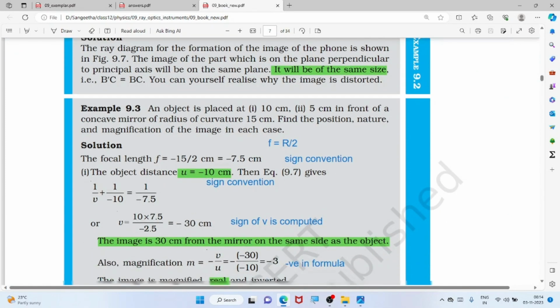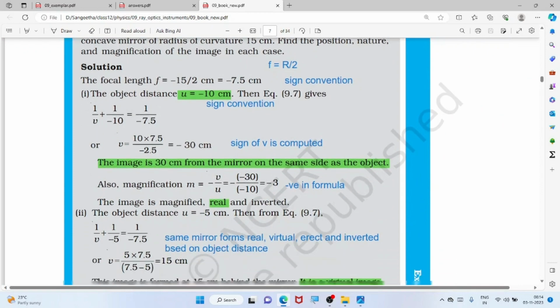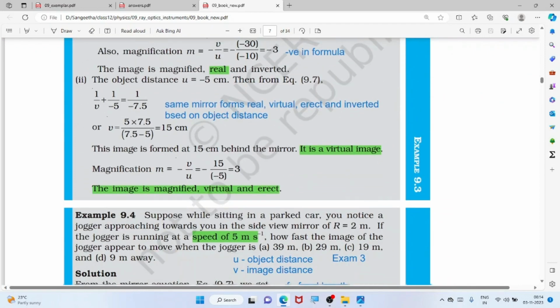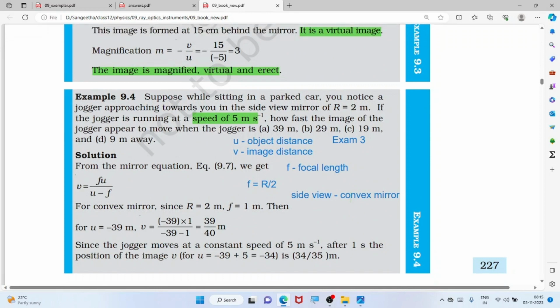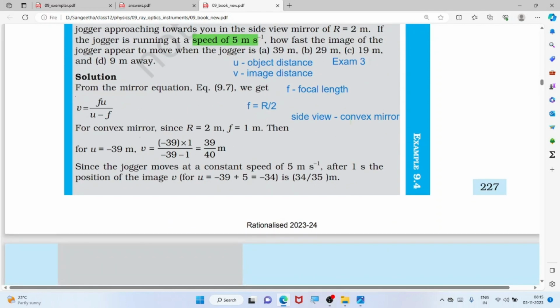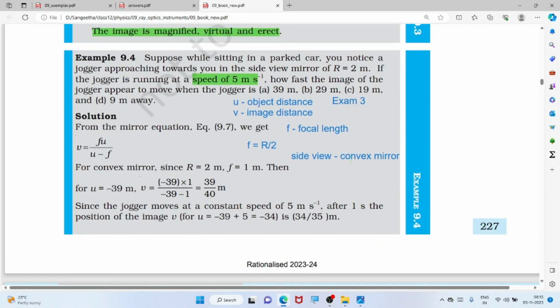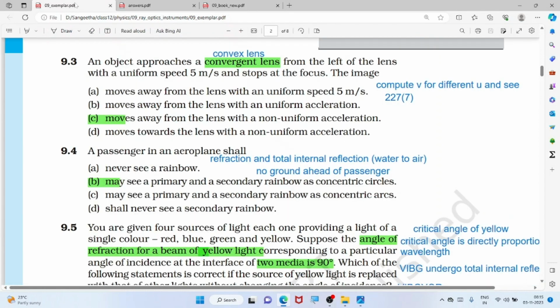So you can go through this. Suppose while sitting on a parked car, you notice a jogger approaching. Okay, this speed like this. So what you have to know, this is for the non-uniform acceleration. The image moves away from the lens with a non-uniform acceleration.